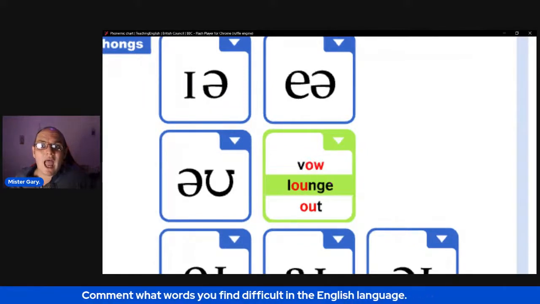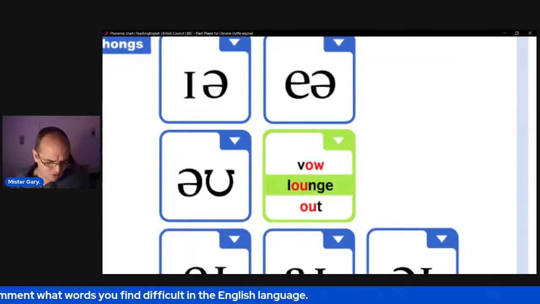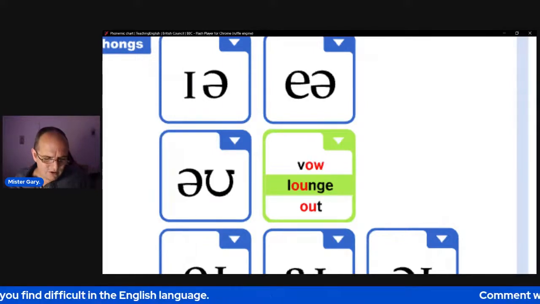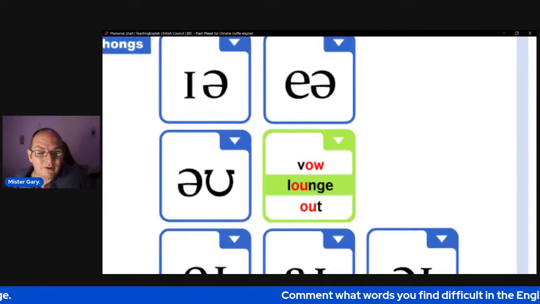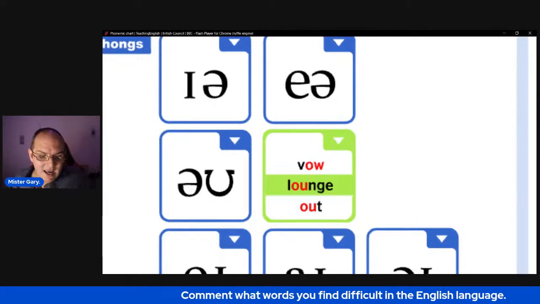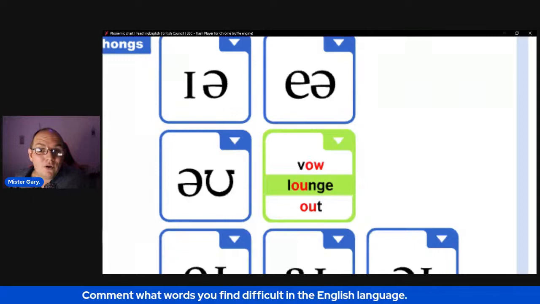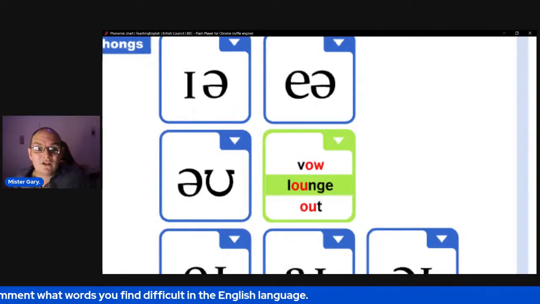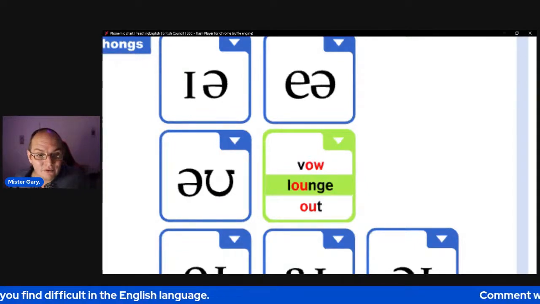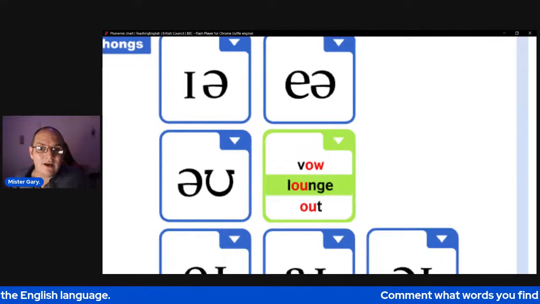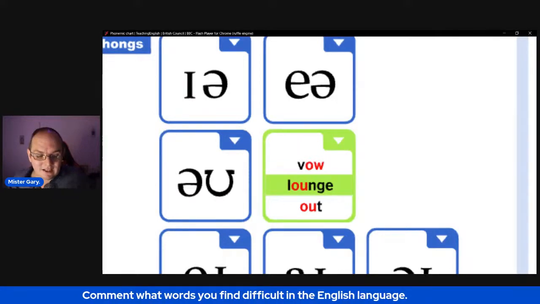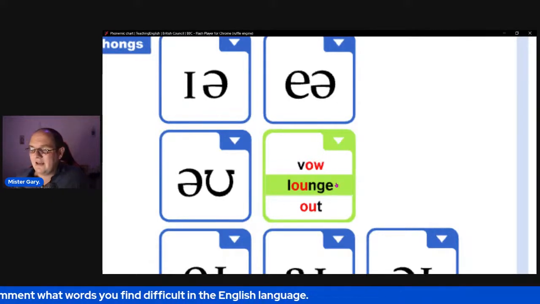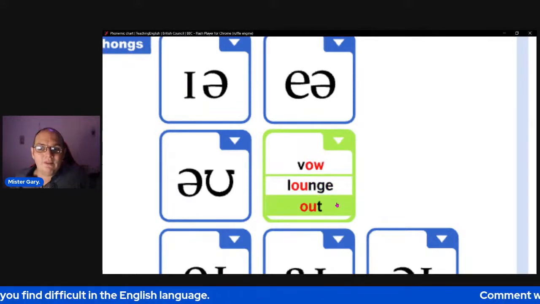Lounge. Somewhere that you go to relax and take a break, perhaps before a flight, you have an airport lounge, perhaps. Some people call their front room the lounge, where they relax, watch TV, maybe play games, read a book, or do some other relaxing activity. Okay. Ow. Out.